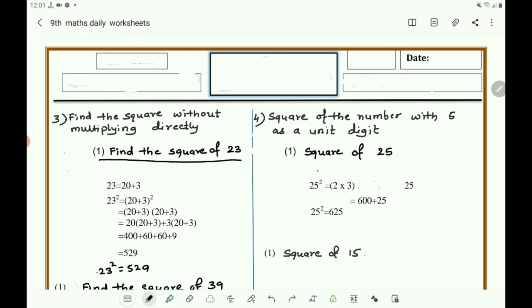In that case, you know that 5 square is 25, right? 25, and 2 is there. The number next to 2 is 3. So you write 2 into 3 into 100. Then 2 3s are 6. 6 into 100, you will get 600. Then plus 25 you write. 600 plus 25 is 625. Therefore, the square of 25 is 625.